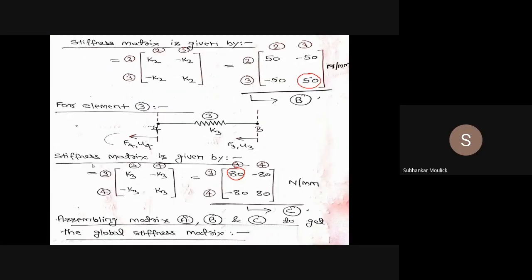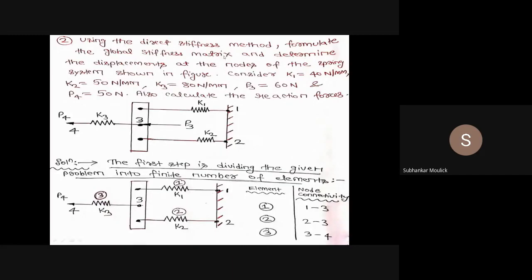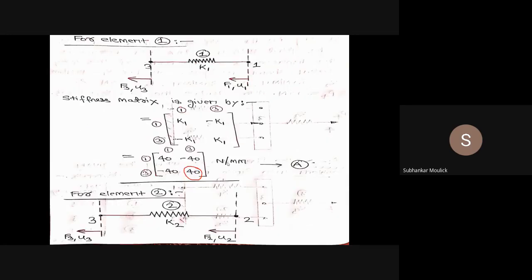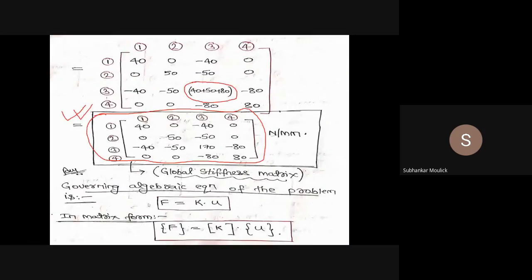Next, in the problem, it has been told that you need to find out the displacement of the nodes. That means u1, u2, u3, u4, out of which two displacements you already know: the values of u1 and u2 are 0, since it is fixed, and I only need to find out the displacements u3 and u4. For that, as you did in the last problem, first you need to find out the governing algebraic equation of the problem.